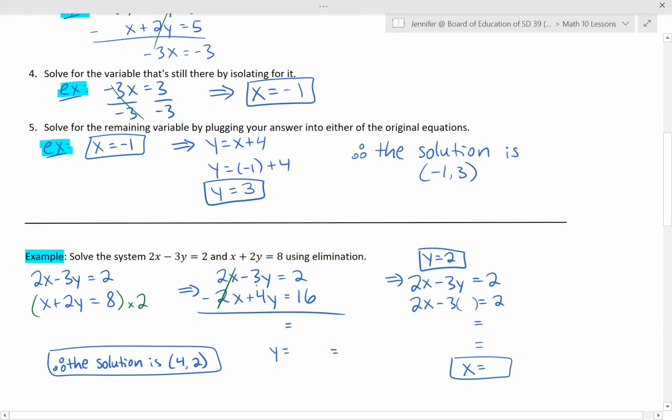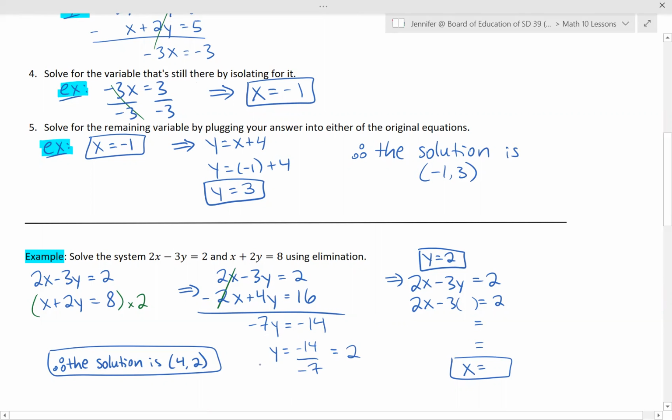Those get canceled out, leaving us for the y's, we've got negative 3y minus 4y. So negative 7y. And 2 minus 16 is negative 14. Now we want to solve for y, which we can do because we just have one variable here. We'll divide both sides by negative 7. So we've got negative 14 divided by negative 7. And that works out nicely to just give us 2.